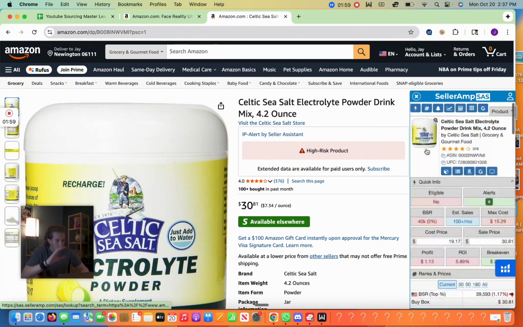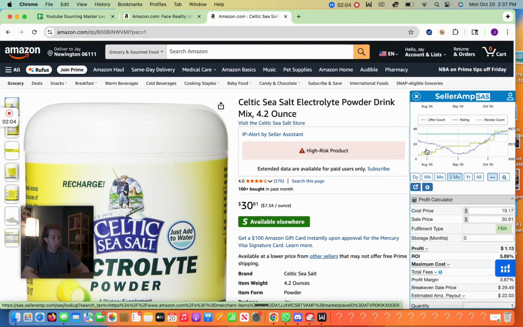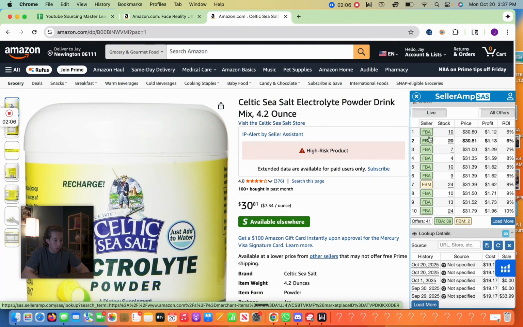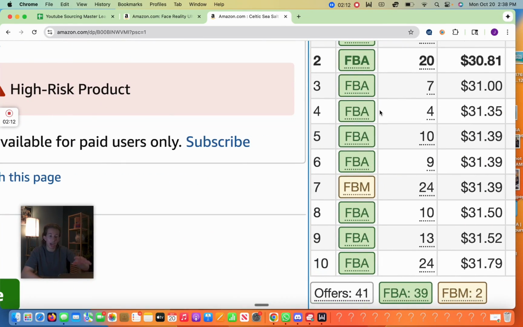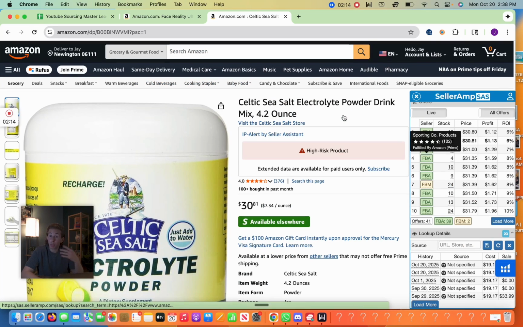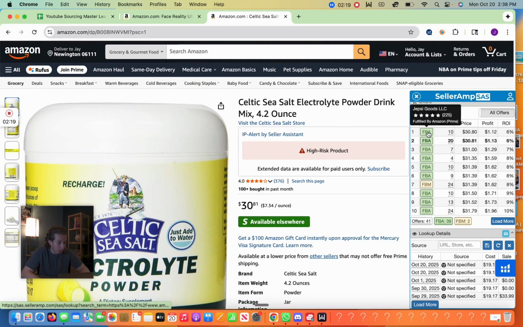What I'm going to be doing first with SellerAmp, here on the right, is scroll down to the bottom and look at the other sellers. You're going to see all these other sellers, FBA, FBA, FBM, all these names popping up. I'm going to click on these specific sellers, see what products they're selling, and see if we can also sell those products. That's really the name of the game. That's why it's called storefront stalking.